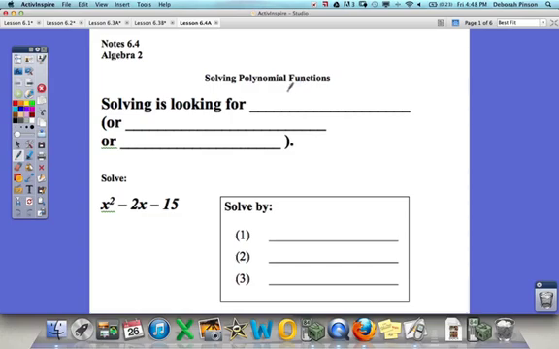So when we're solving, we're looking for x-intercepts. So make sure you keep that sort of in your head. If you're looking on a graph, you're looking for the x-intercepts. Sometimes they're also called zeros. Sometimes they're called roots. I use the word solving here, sometimes solutions. All of those mean the same thing. So just remember that because you'll hear it phrased differently at different times.